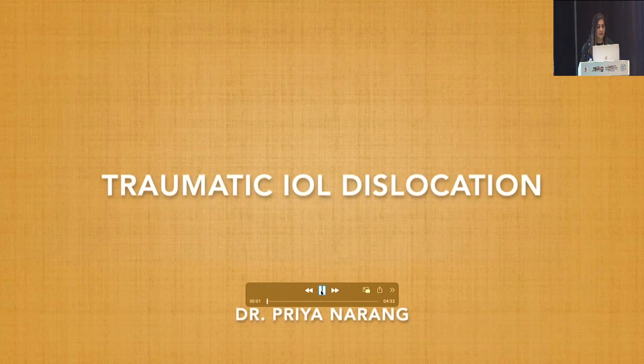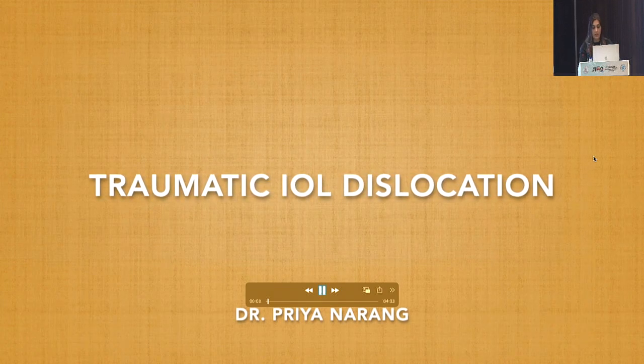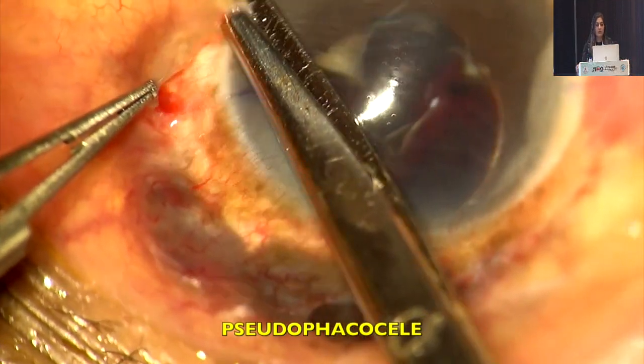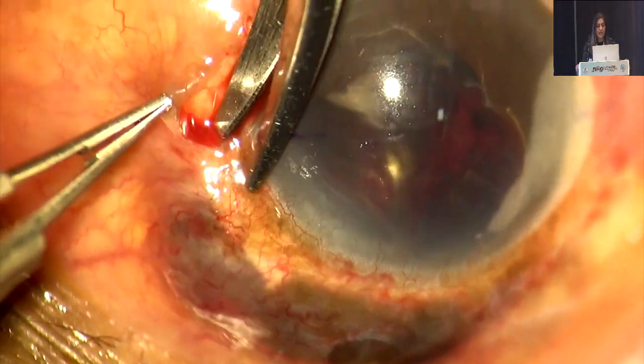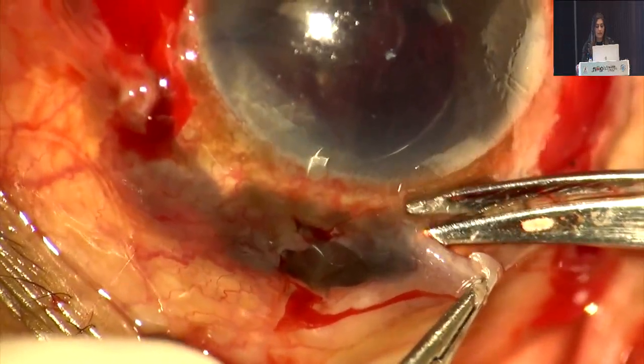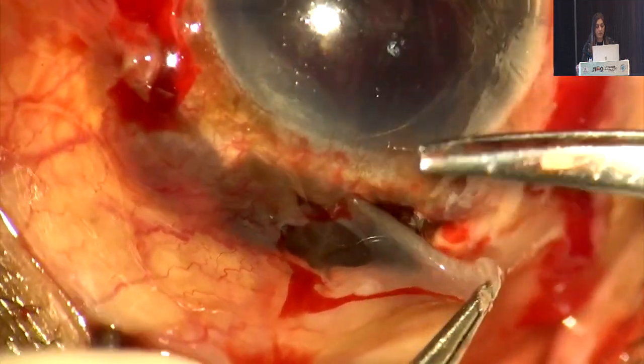Today in the cliffhanger cases, I will be showcasing just one case, and it's a real challenge when we happen to see these cases. This is a patient with a history of trauma, and on examination, things don't look quite good for this case.